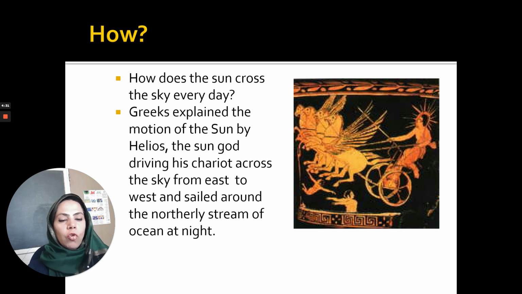Or फिर जो भी at that time whatever understanding that they had or whatever method they had or whatever influence they had, उन्होंने जो explanation उसकी दी वो यही है कि Greeks explained the motion of the sun by Helios, जो उनका एक sun god था, and he was driving his chariot across the sky from east to west and sailed around the northerly stream of the ocean at night. This is how they were able to explain this phenomena. लेकिन the point is they asked a question.